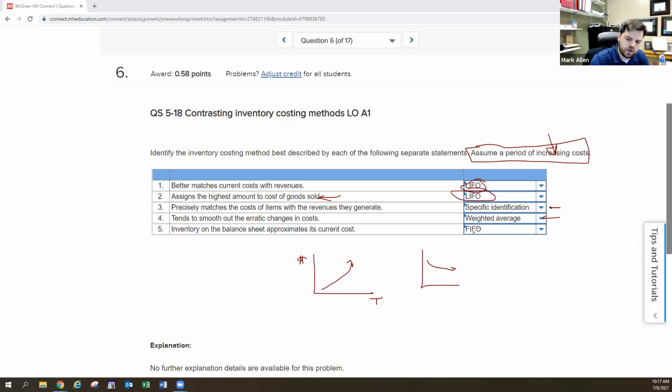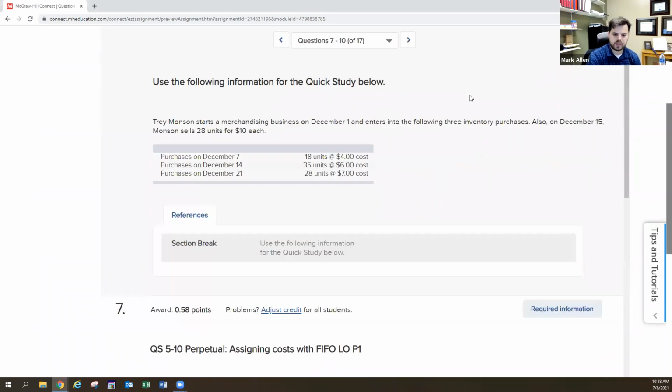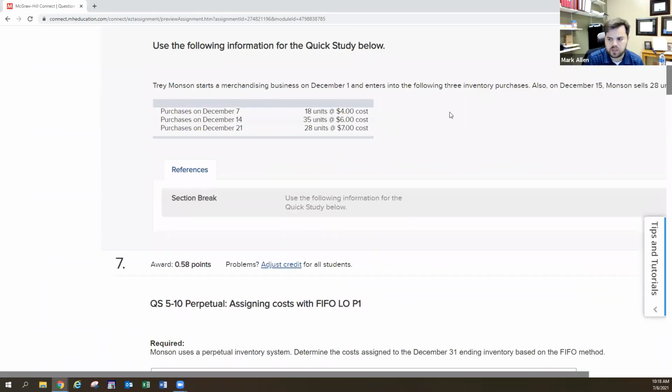And then, of course, we've got inventory on the balance sheet approximating current cost. This is FIFO, and that's because under FIFO, first in, first out, those are sold, which means these are left. And if they are left, those are the units that are on the balance sheet. And you'll notice they have marched further in time. So these are more current items sitting on the balance sheet. So that is why that is the case. Now, that wraps up number 6. We'll go ahead and move on to number 7.